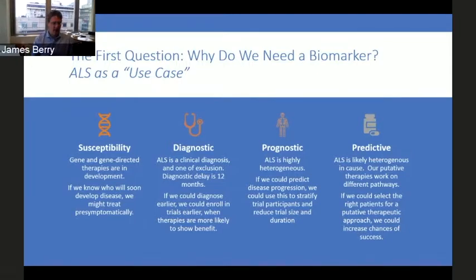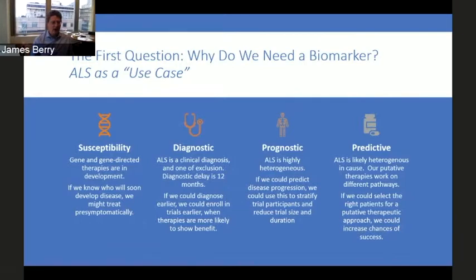Prognostic biomarkers, again, these are biomarkers that tell you about how the disease will progress over time. ALS is highly heterogeneous, like other neurodegenerative disorders. If we could predict the rate of disease progression, the pathway of progression throughout the body, so will it start in the bulbar region and then go to the arms and then the legs, or vice versa, we could begin to stratify trial participants, and because we're taking out noise, sort of differences between patients, or at least accounting for that in our statistics, we could reduce trial size and duration and save a lot of time and a lot of money on these trials.